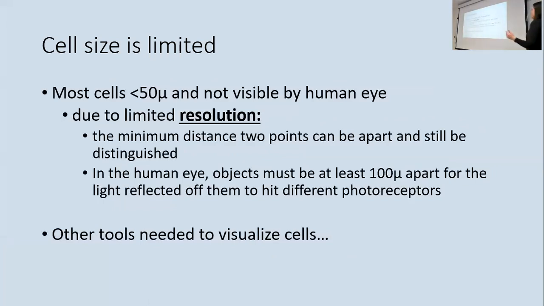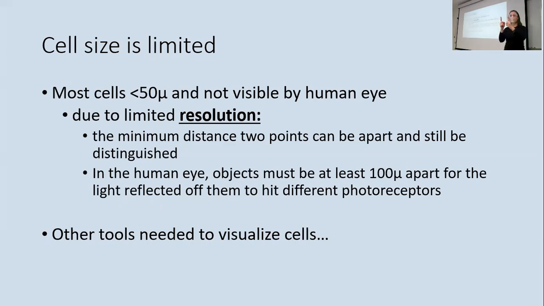Subsequently, since cell size is limited, cells are small things, but if we want to observe them and talk about them, we need to see them. Obviously, you can't just look at individual cells. I can't just see my cells if I look at my hand, because most cells are less than 50 micrometers. And so you can't see them. This is due to limited resolution in your eye. This is just kind of a strange little tangent.